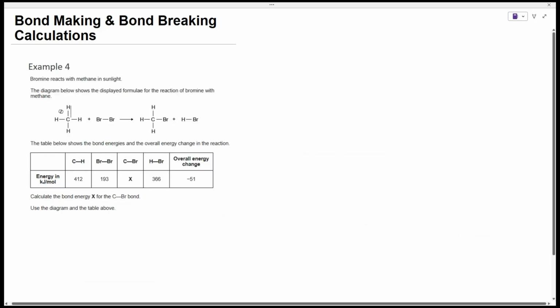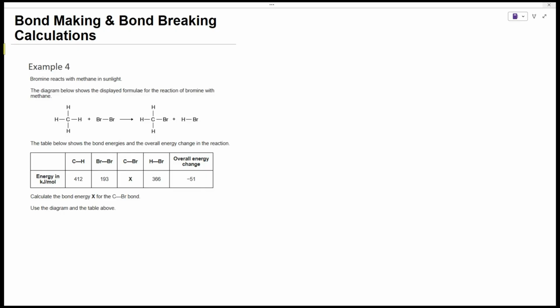Right, so example 4. This is another one where we have to find the unknown bond. We've been given the answer, we've got to work out an unknown bond, but this time the bond is on the product side and it does change things a little bit, and this is why we use the method we did earlier in the video where we made sure all of our bond making values are minuses, and we're going to show you the importance of that now with this example.